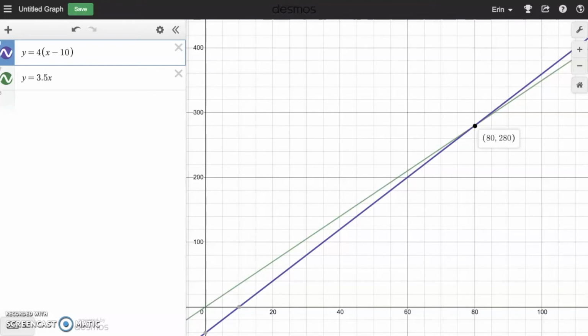All right, so now I have my two new equations. I've got Anna at 4 times x minus 10, and I've got Ray at y equals 3.5x. So now we can see, here we have the fact that Anna doesn't start running until 10 seconds in, and we can see that the point of intersection of the lines is now (80, 280). So it takes Anna 80 seconds to catch Ray, and that would happen at 280 meters.